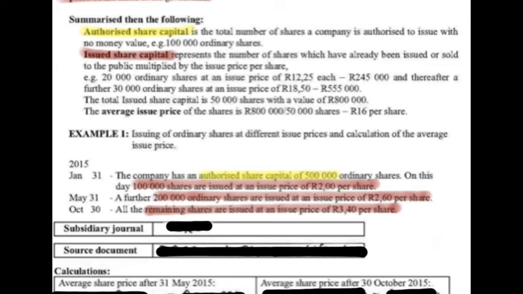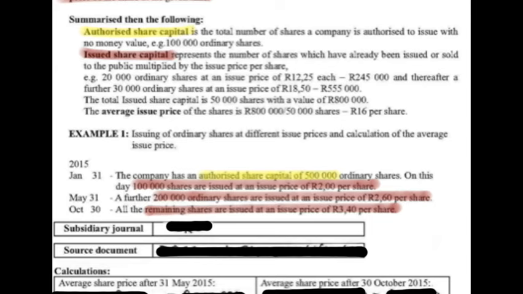For example, the 100,000 ordinary shares we had, 20,000 of those shares were issued at a price R12.25 each. That gives you a total value of 245,000 Rand that we basically got for issuing the shares. So that 245,000 is now called share capital, or in our books it's going to be called ordinary share capital.